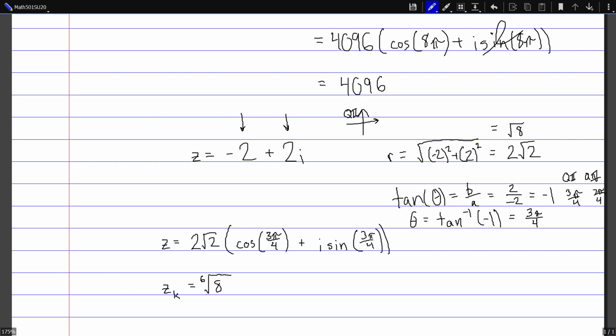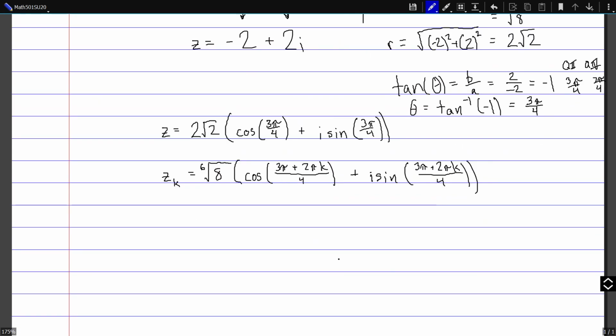Now we need to go ahead and fill in the rest. So this is times cosine of, up top, 3 pi plus 2 pi k, all over 4. And we'll have the exact same thing except for i sine. This will be i sine of 3 pi plus 2 pi k, all over 4.